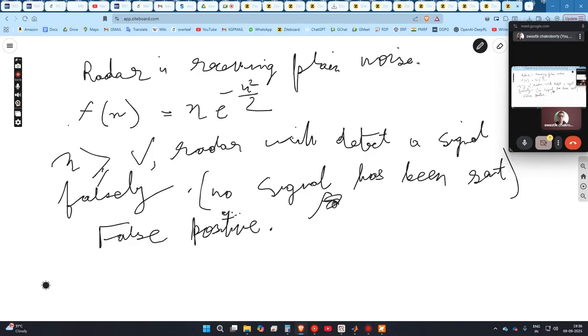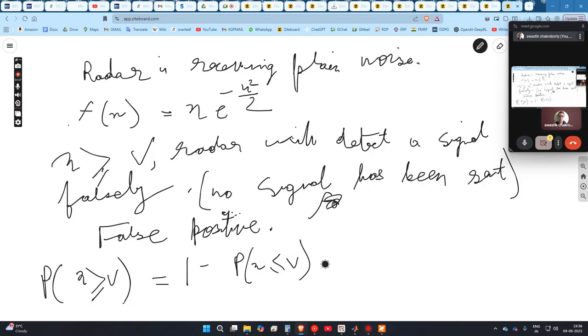Now here the false positive is happening when x is greater than v. So the probability that x is greater than v, we have to find. So this is 1 minus the probability that x is less than v. Now x less than v means it is the CDF up to v. So this is given to be 10 to the power minus 4.